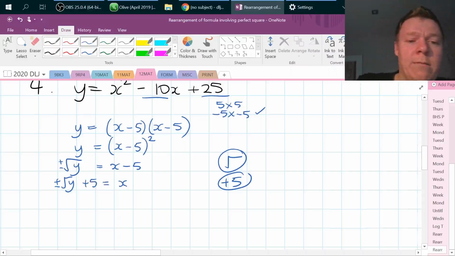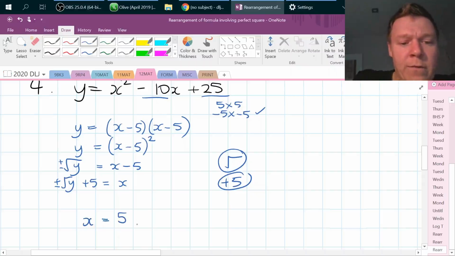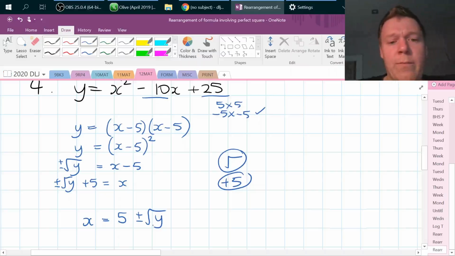And now our final step to tidy up our answer, we're going to have x on the left side. We're going to have the 5 coming first and the plus or minus square root y finishing up. And that's just a good way to express your answer at the end. Okay.